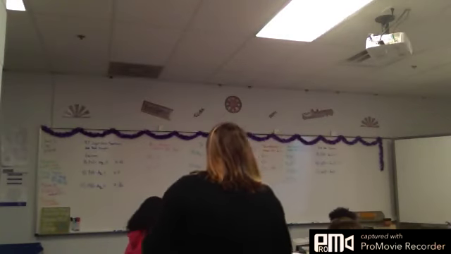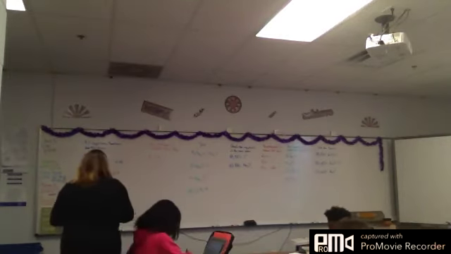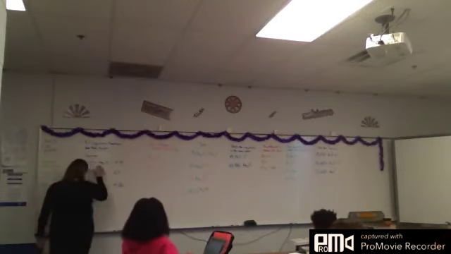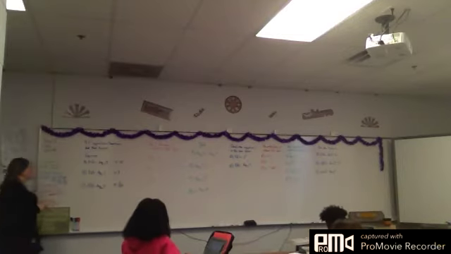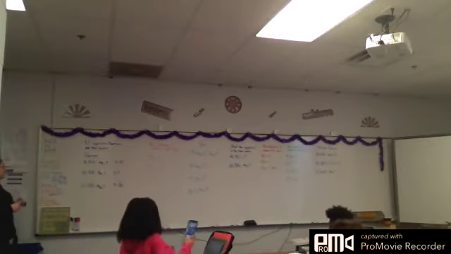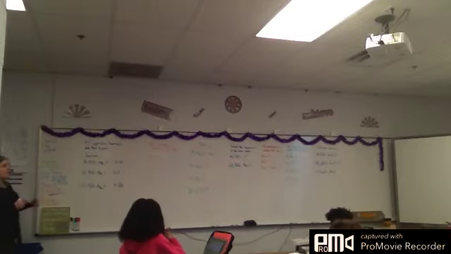4.2, logarithmic functions and their graphs. How would I evaluate this? f of x equals log base 2 of x, where x equals 32. How do you evaluate that? How can I rewrite it? You're not evaluating it in your calculator.